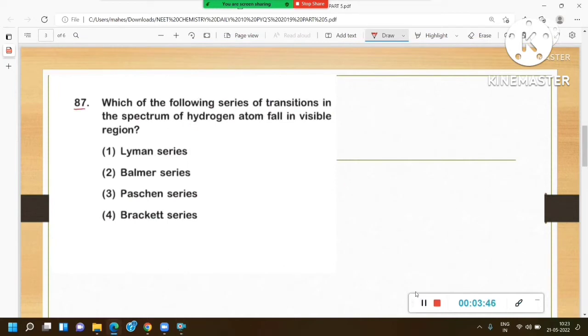Now let us discuss 87. Which of the following series of transitions in the spectrum of hydrogen falls under the visible region? Among the four transitions, which series falls under the visible region? Okay, this is a conceptual question.